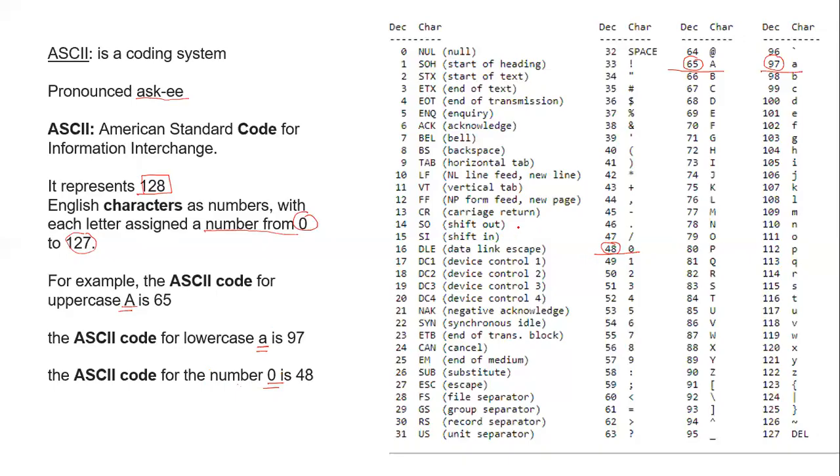A few other ASCII values you may be familiar with. You'll remember that a tab is #9. That is why we use the character 9, because the tab has the ASCII value 9, and the enter key, which is your carriage return, has an ASCII value of 13.